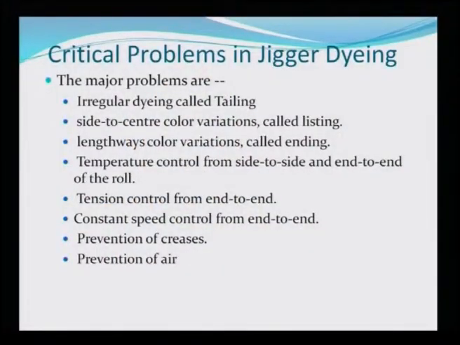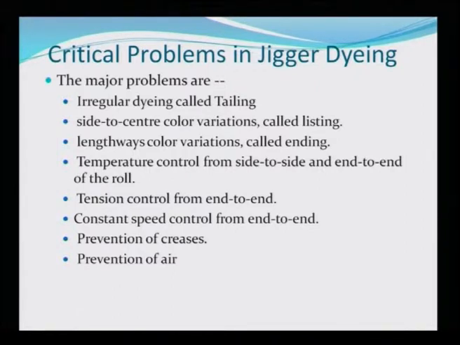Critical points on jigger dyeing. The major problems that one comes across while dyeing nylon, although it is possible to dye on a jigger, are irregular dyeing called tailing, side to center color variation called listing, lengthwise color variation called ending, temperature control from side to side and end to end of the roll, tension control from end to end, constant speed control from end to end, prevention of creases, and prevention of air.